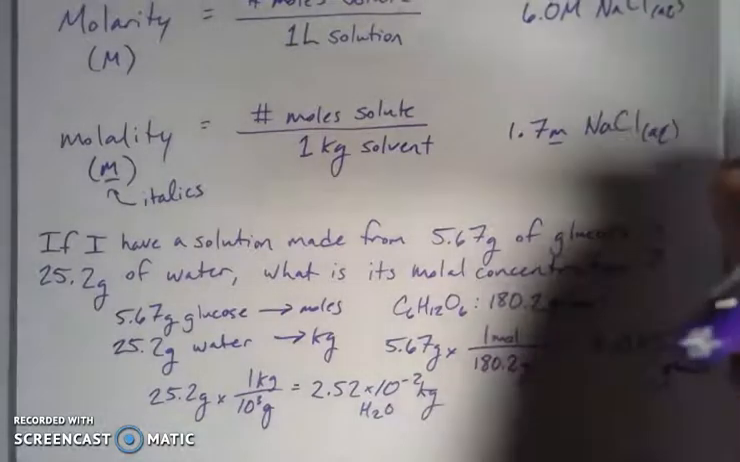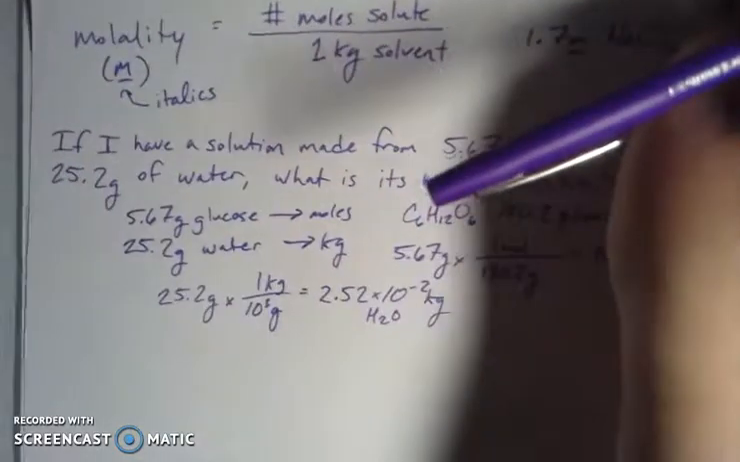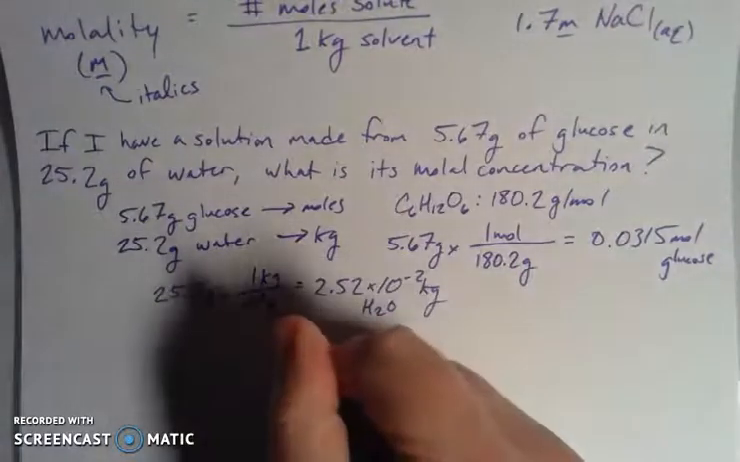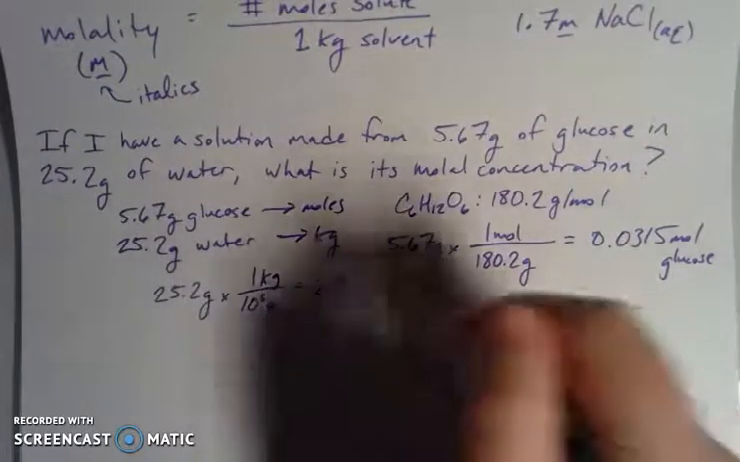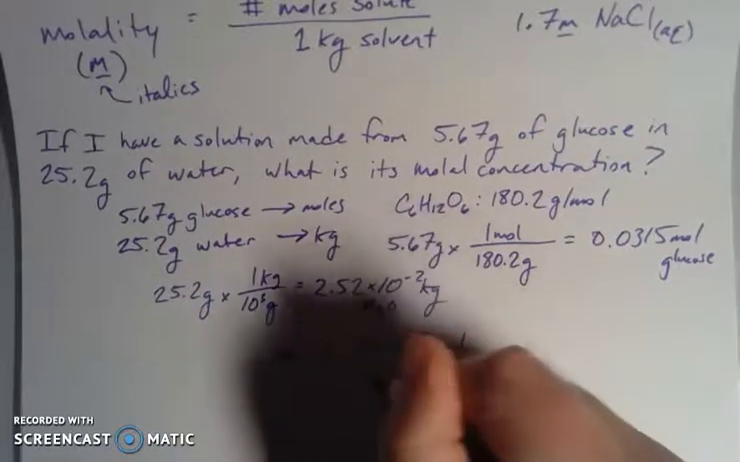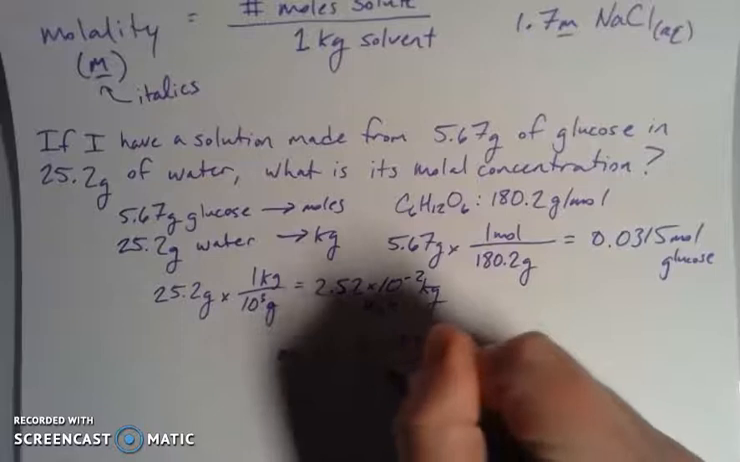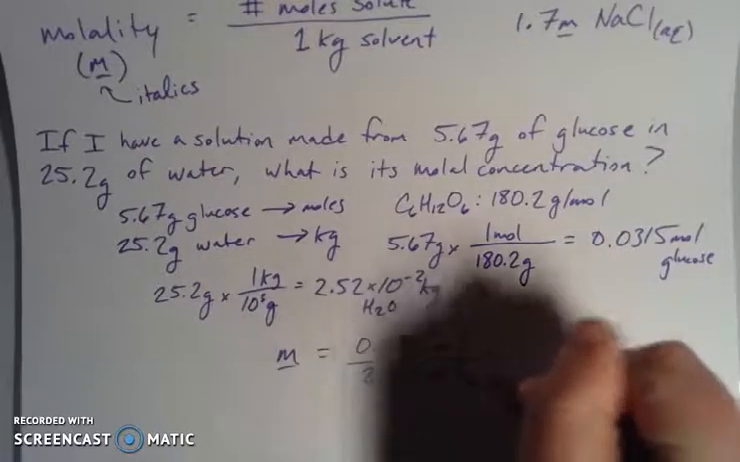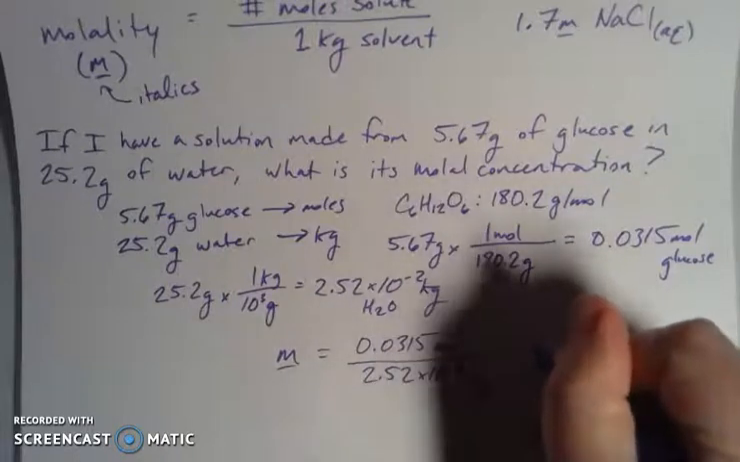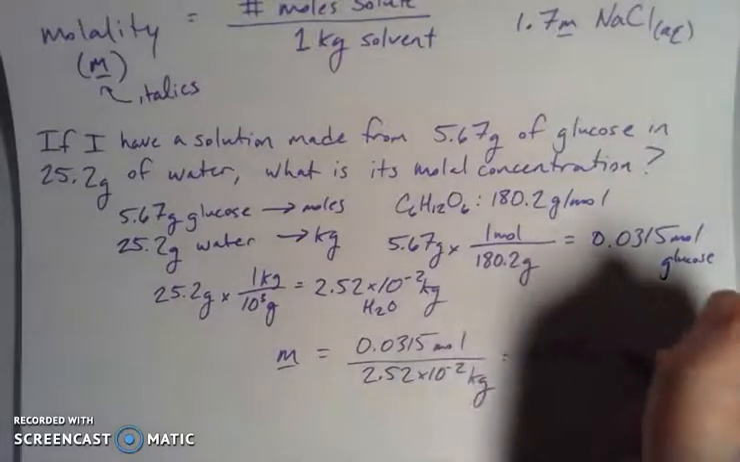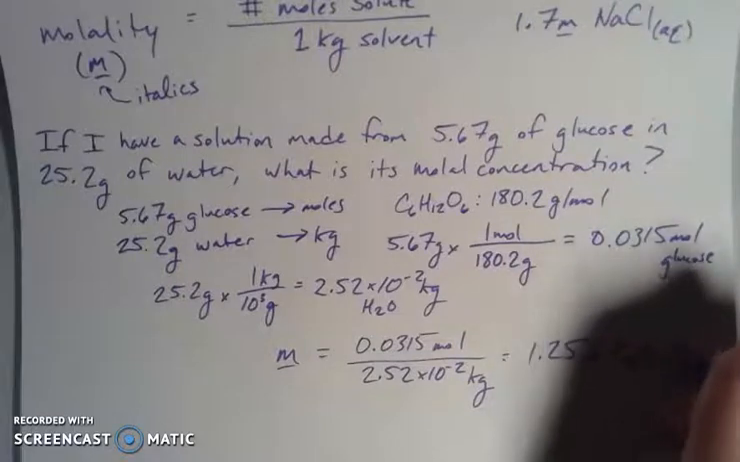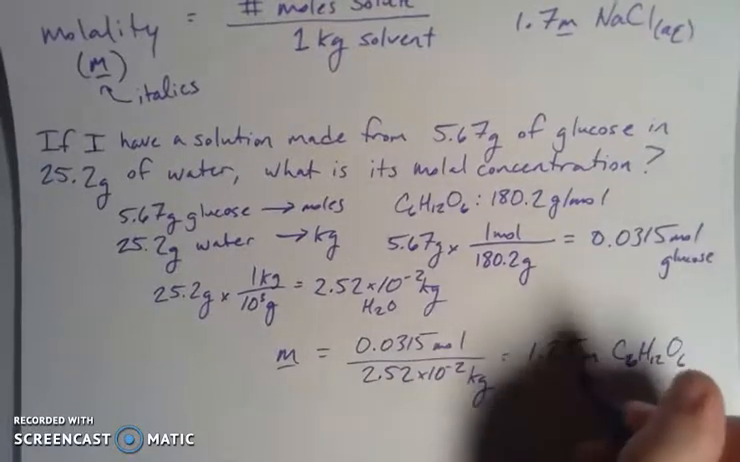And now I take the moles of my solute and put it over my kilograms of solvent, and that'll give me my molality. So my molality here is going to be equal to 0.0315 moles for every 2.52 times 10 to the negative 2 kilograms. And that gives me 1.25 molal C6H12O6.